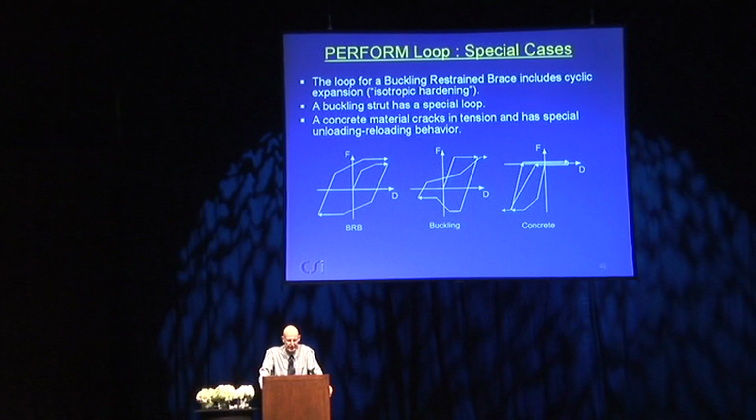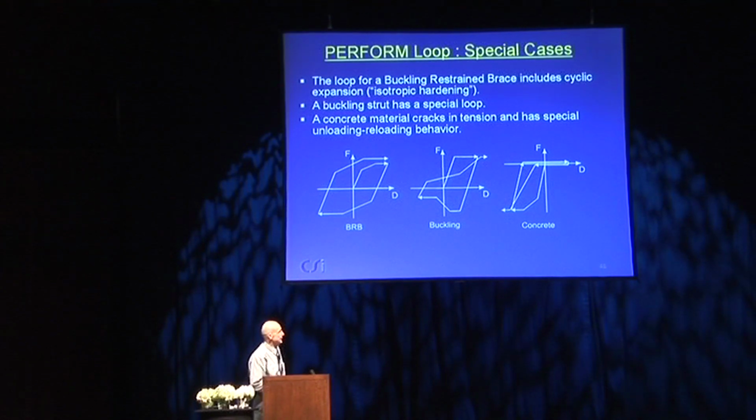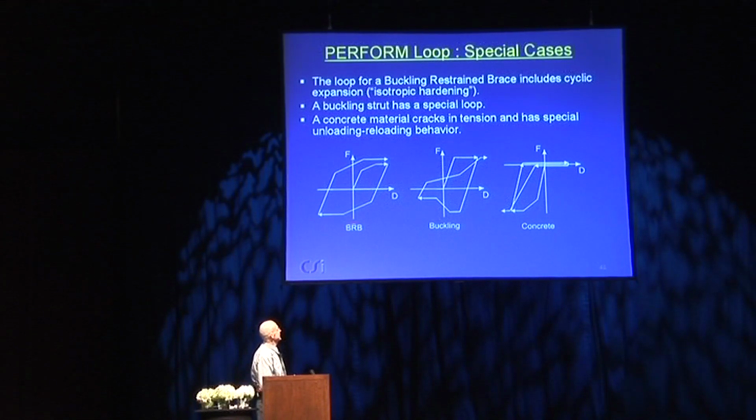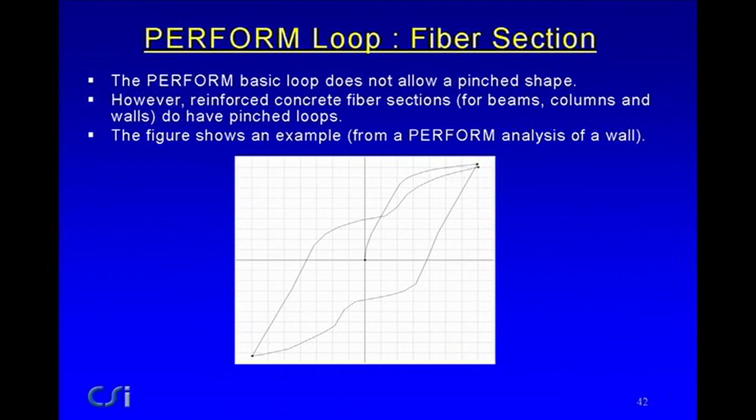It is an advantage, I think, of Perform that all the components have the same look and feel. You don't have to learn 50 different hysteresis loops. You just need to learn one, and it does give you a fair amount of control over the loop shape. There are some special cases. I mentioned these before. If you have a buckling restrained brace, it can harden isotropically. If you have buckling, it has a special loop. And if you have concrete, this also has a different loop.